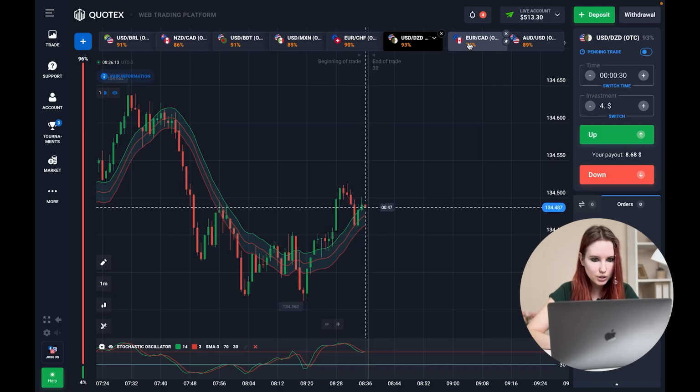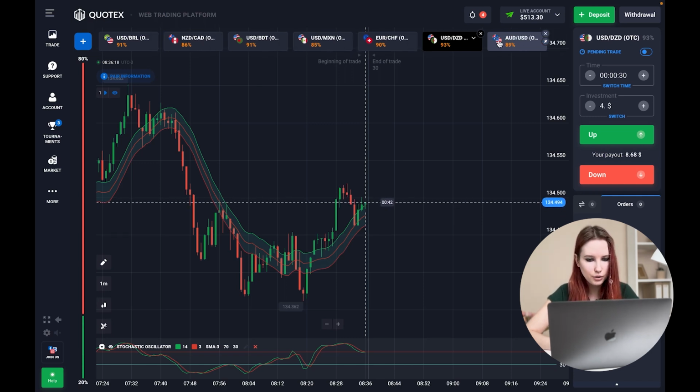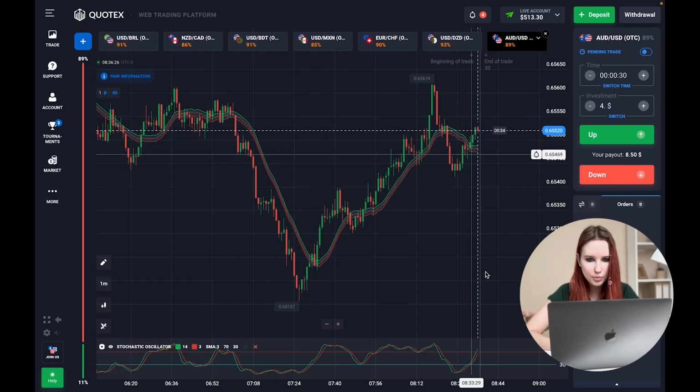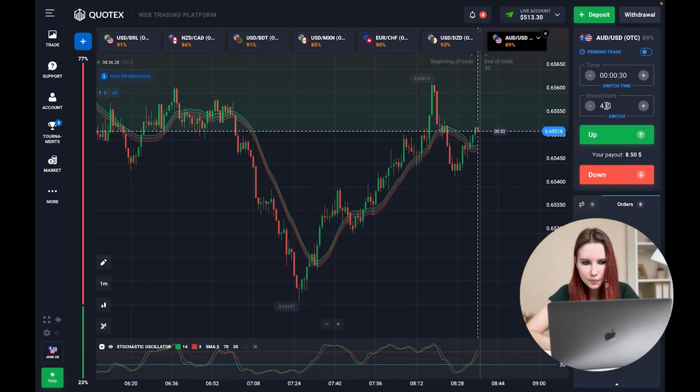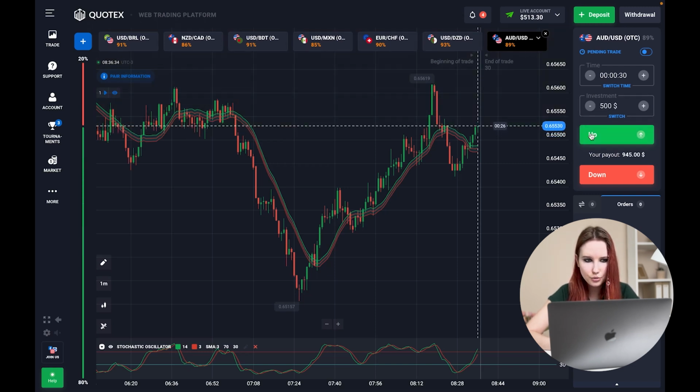All right, I want to open some more trades and make some more money. All right, I want to skip this currency pair and even delete it, because a 76% payout is very low for me. All right, let's see what's going on here. Yeah, we can see that price is at the resistance level. Stochastics looking up, but I still want to invest $500 and open the trade up.